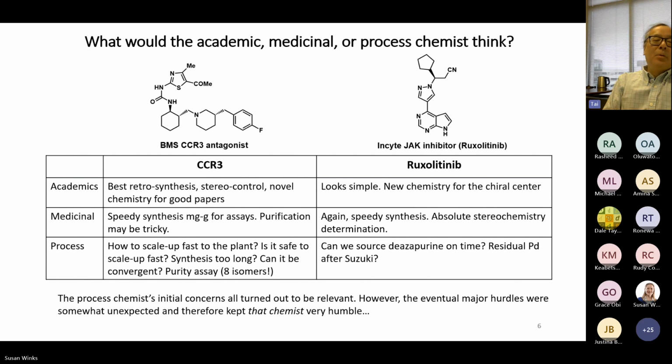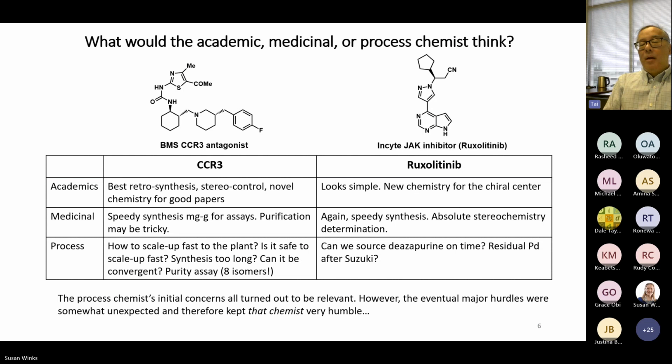In the last two boxes, that was my first impression when I looked at these molecules. When I look at the CCL3 molecule, I was thinking the synthesis is probably too long. How do we scale it up really fast? But if we do it really fast, is it safe to do? Can we do a convergent synthesis? And how do we assay the purity because of all the isomers there?